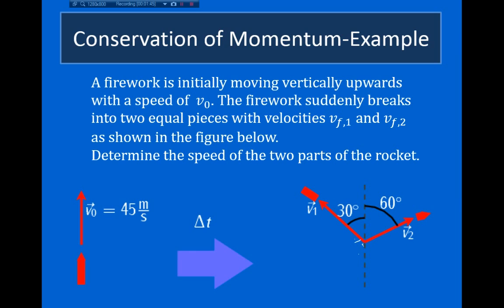Now another thing I should mention is that we're told that the rocket breaks up into two equal pieces. So this means that the mass of both of these pieces will be equal, and I'll call those masses m. What this also means is that the initial mass of the rocket will be 2 times m, because it's both of the pieces put together.